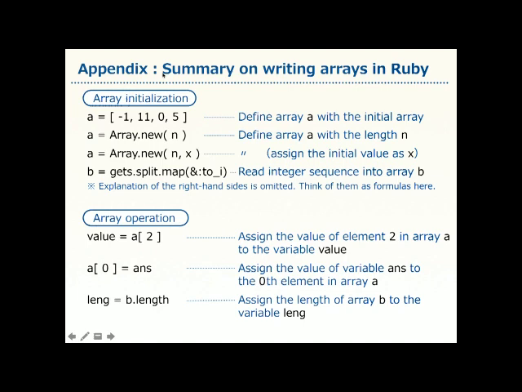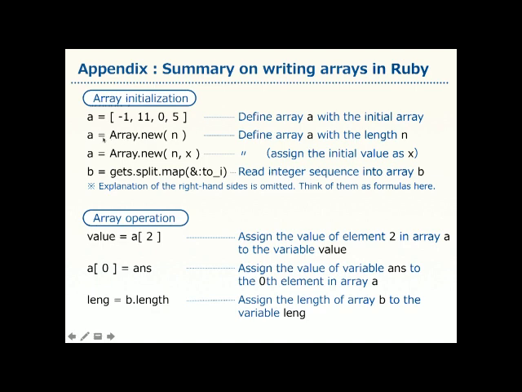Let me explain something new here. Earlier, I explained the first command, this one, for creating an array with desired initial values. This is one way to create an array. But if you don't know the initial values and you just want to create an array of length n, use the second command, this one, array.new and n. It is simply an array having n boxes.